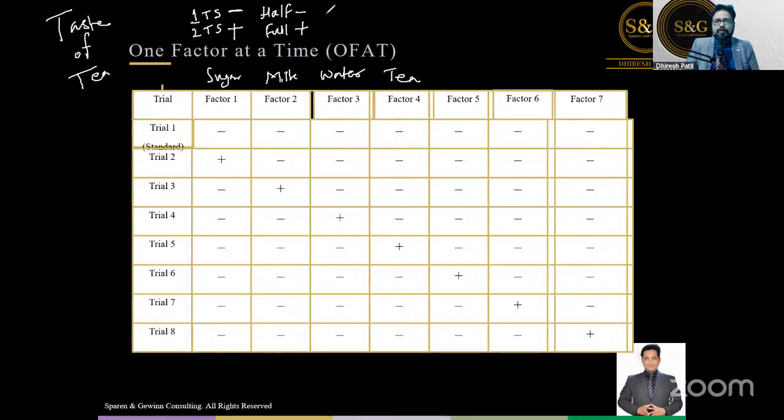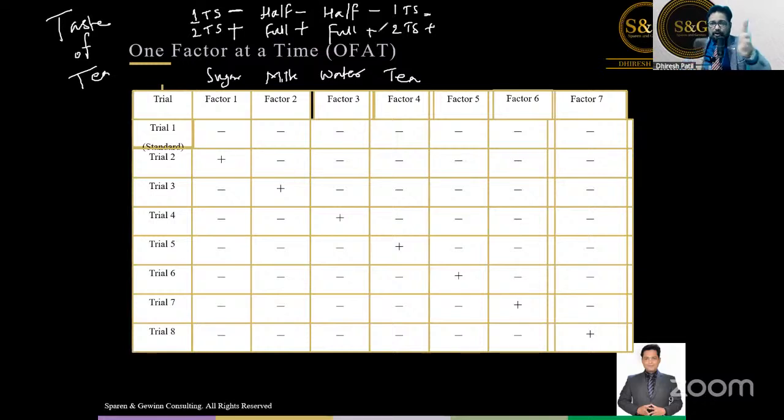Let's say, half a cup of water will be negative and a full cup will be positive. Similarly, maybe, 1 tablespoon of tea powder and 2 tablespoons. So 1 tablespoon will be negative and 2 tablespoons positive. Are you clear? This is how we decide the range in which we will experiment. Clear? Just give me yes in the chat box.